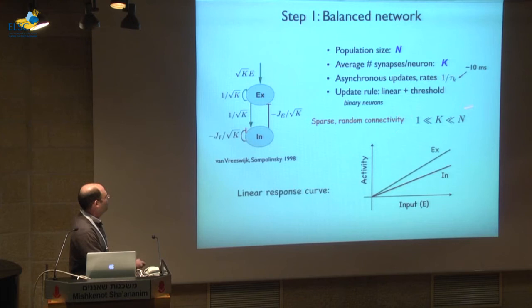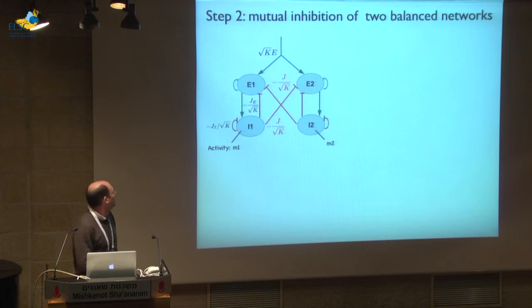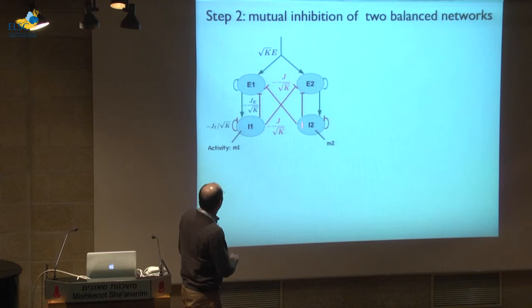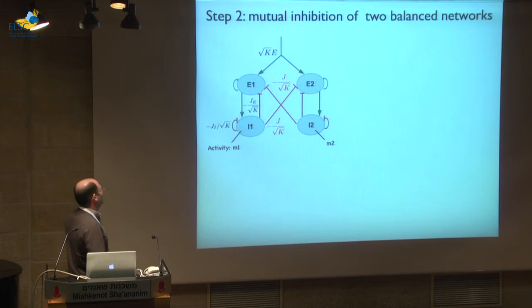Okay, so here's the idea now for the network that we're looking at. We take two networks of this form, and we connect them with inhibitory connections. So the inhibitory neurons in network one synapse into the excitatory neurons in network two, and vice versa. And now let's just understand what's going to happen. Let's imagine that we fix the activity of these neurons for a moment and ask what's going to happen here.